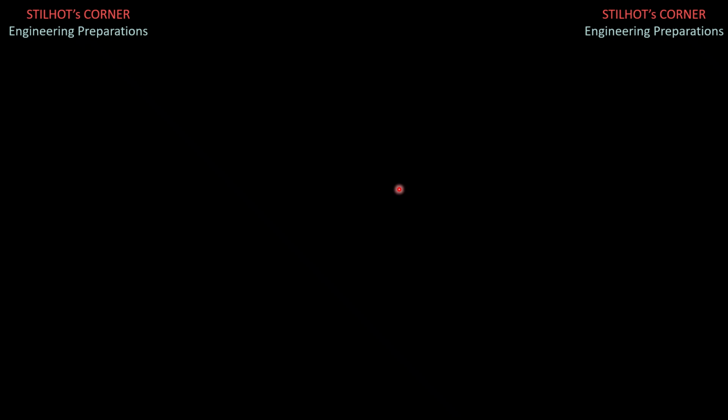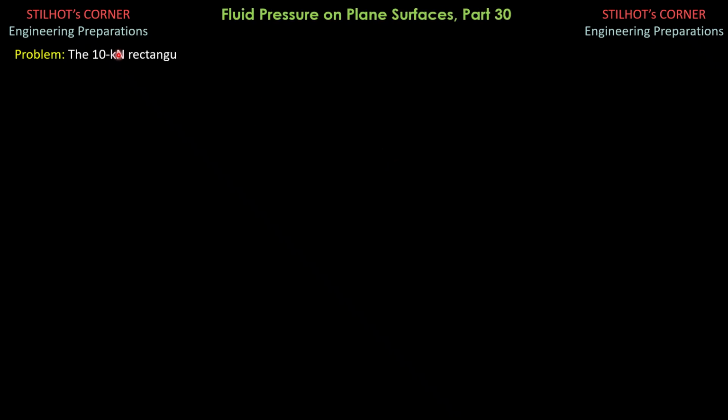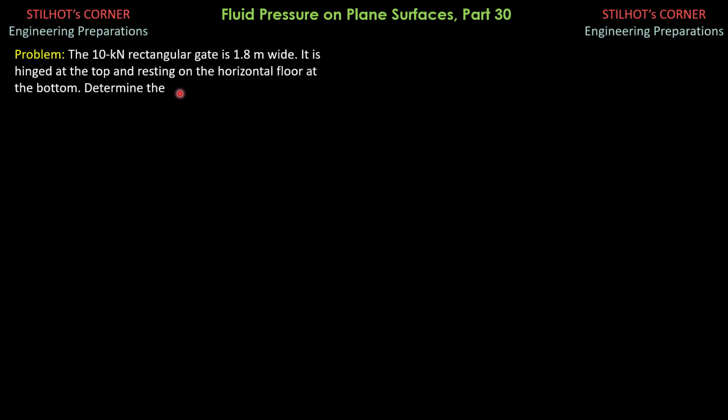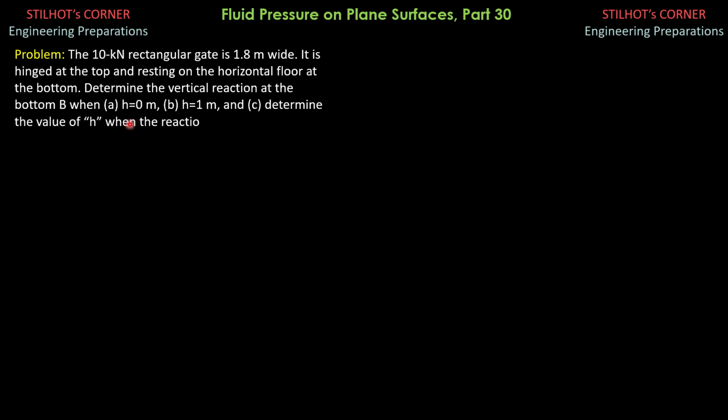There is another video in Dulix, particularly on fluid force on plane surfaces. So here is the problem. The 10 kilonewton rectangular gate is 1.8 meters wide. It is hinged at the top and resting on the horizontal floor at the bottom. Determine the vertical reaction at the bottom B when, letter A, H is 0 meter, B, H is 1 meter, and C, determine the value of H when the reaction at the floor at B is 0.